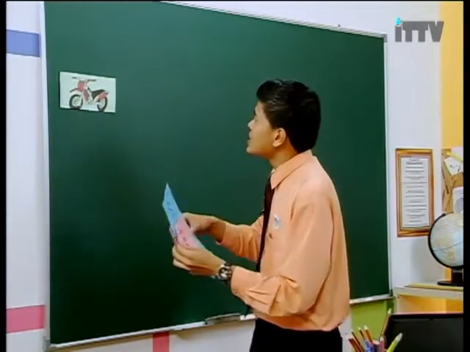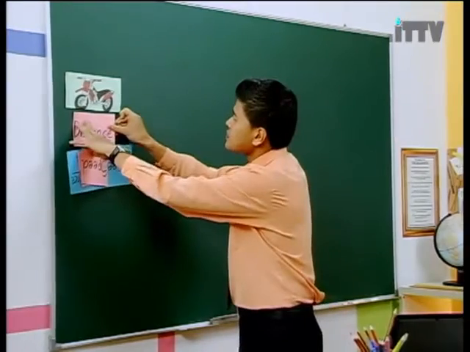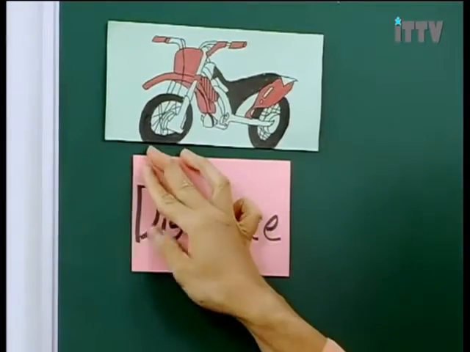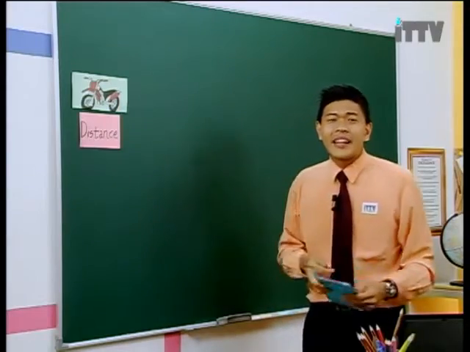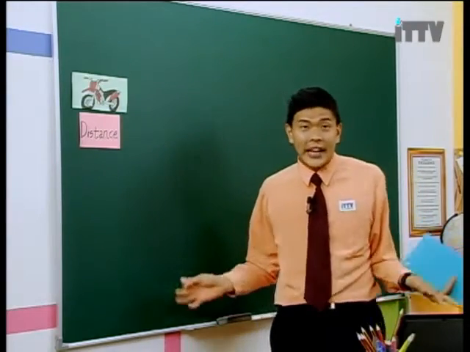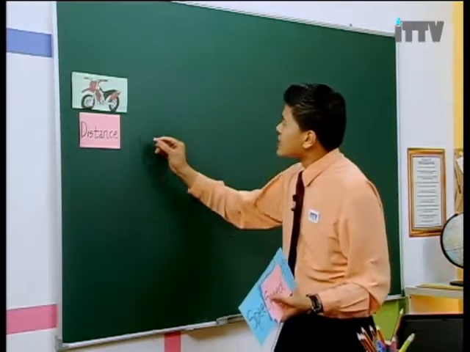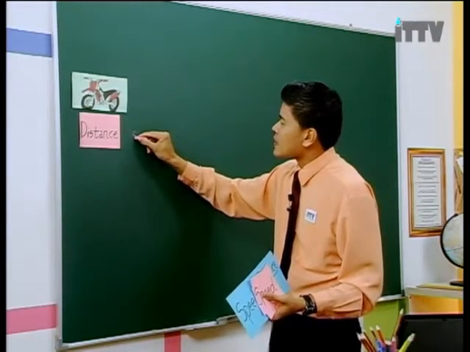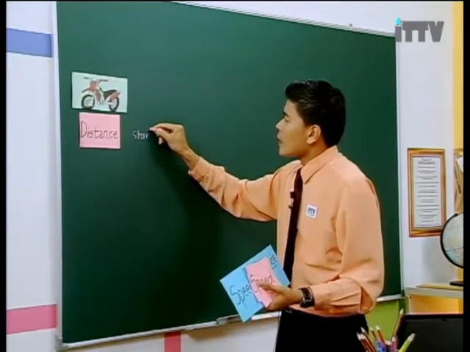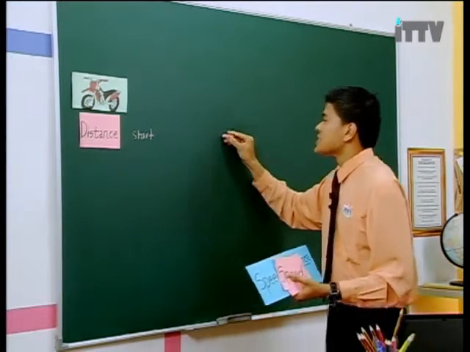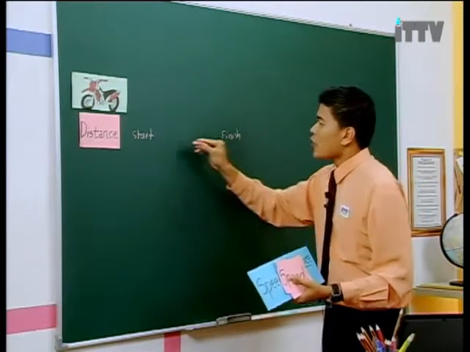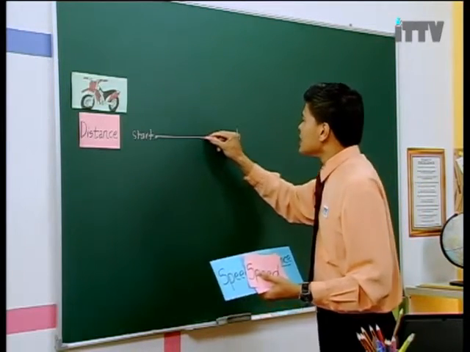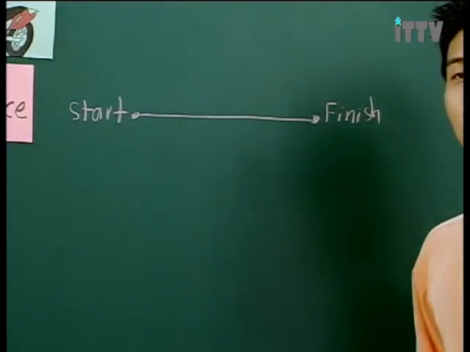So the distance of the journey. How long is the distance of this journey? From the question, it is given that the distance of Ahmad's journey is 80 kilometers, right? So let's say the journey starts from here, and it finishes here. Okay, and we draw a line to show the journey of Ahmad.